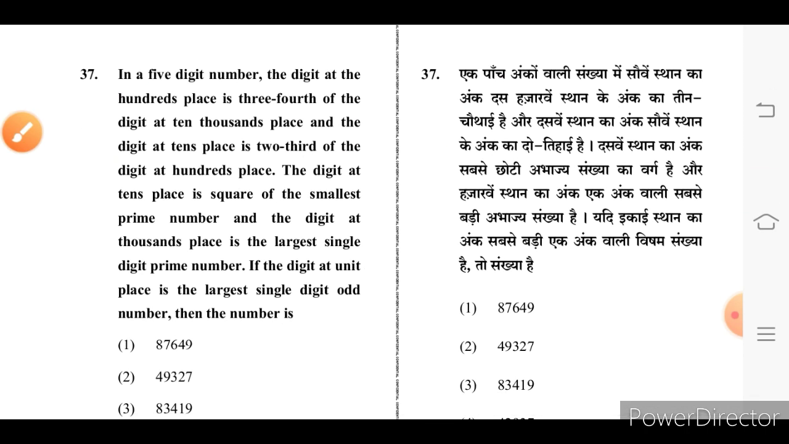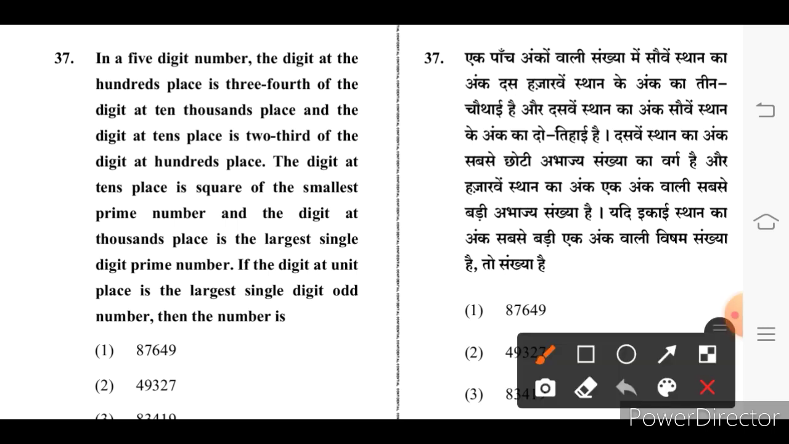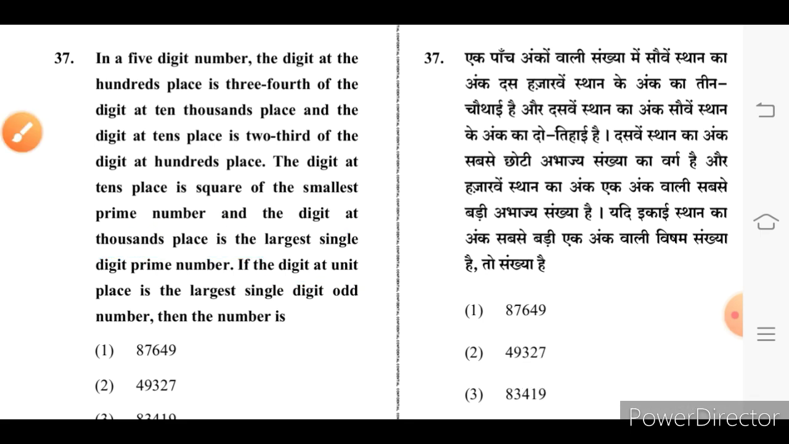Next question. In a 5-digit number, the digit at the hundreds place is 3/4 of the digit at the 10,000 place, and the digit at the tens place is 2/3 of the digit at the hundreds place. The digit at the tens place is the square of the smallest prime number, and the digit at the thousands place is the largest single digit prime number. If the digit at the unit place is the largest single digit odd number, then the number is.